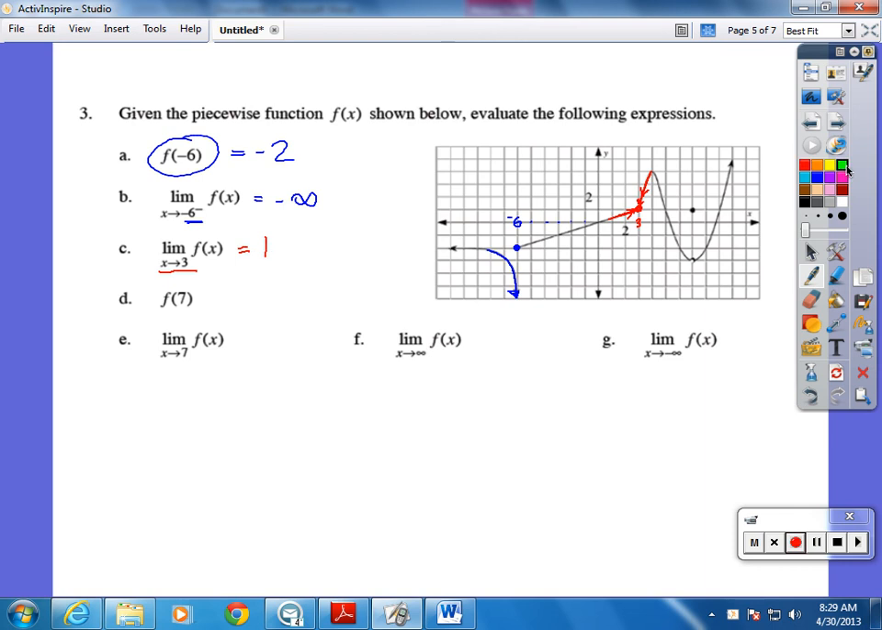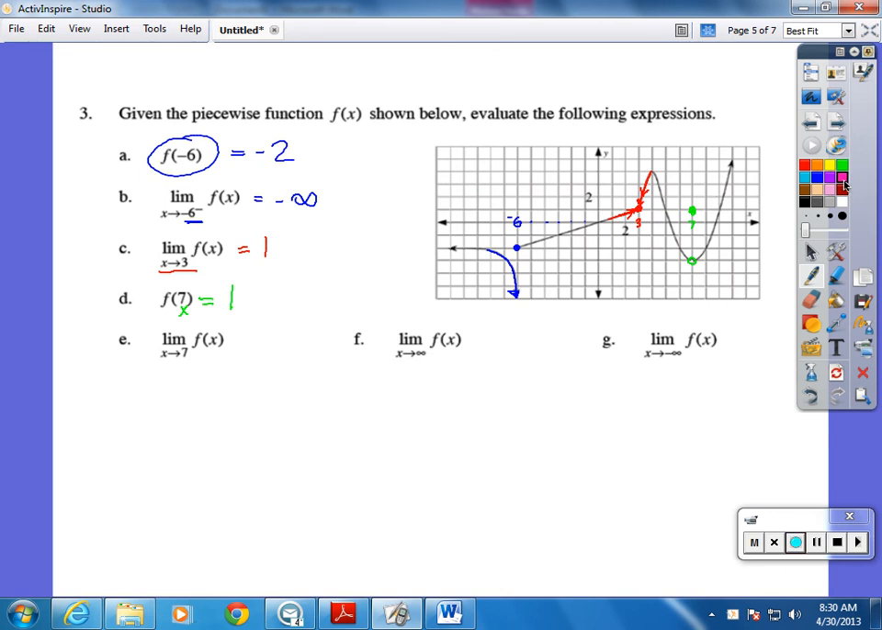F of 7. That's an Algebra 2 question. That means I go to the x value of 7, and I figure out what the y value is. Right here is 7. Okay, a common mistake would be to use this. However, it is what? That's an open circle, which means the point does not exist there. However, that is a filled in circle, which means f of 7 equals 1.